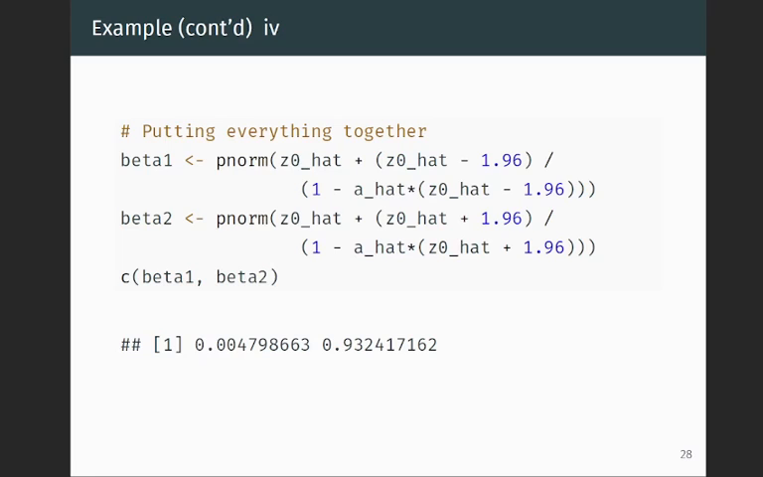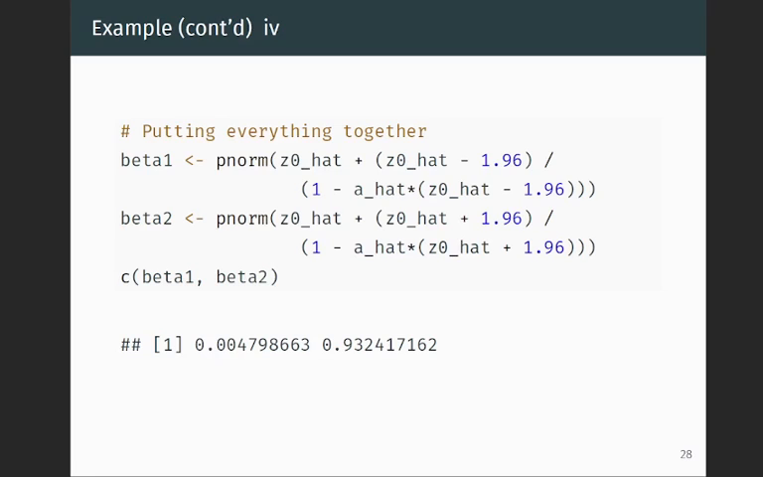So now we can put everything together. The beta 1 was the image of Z0 hat plus Z0 hat minus 1.96, right? The z alpha over 2, divided by 1 minus A hat times Z0 hat minus 1.96. And then once I have that quantity, I need to take the image by the CDF, which we can get using the pnorm function. And similarly, we can compute beta 2.